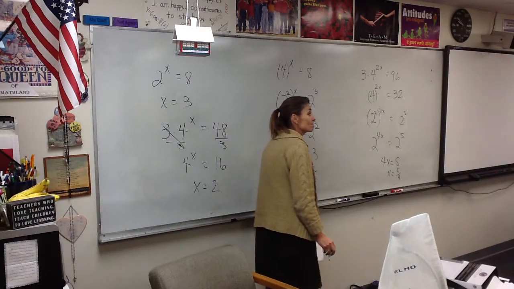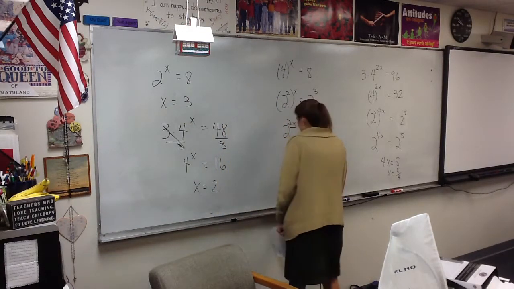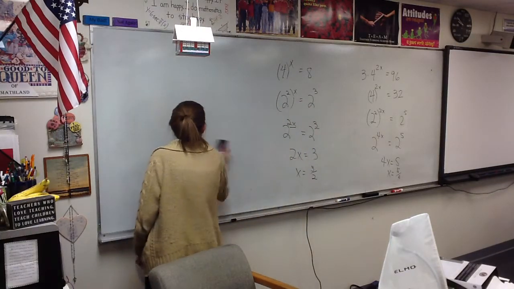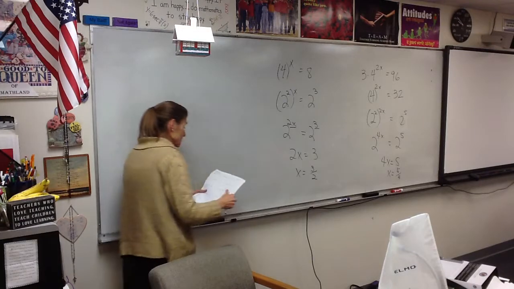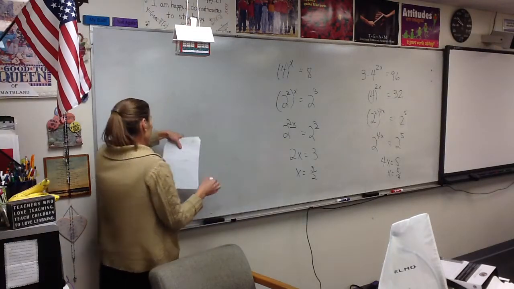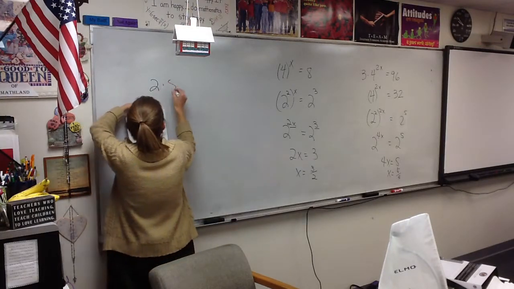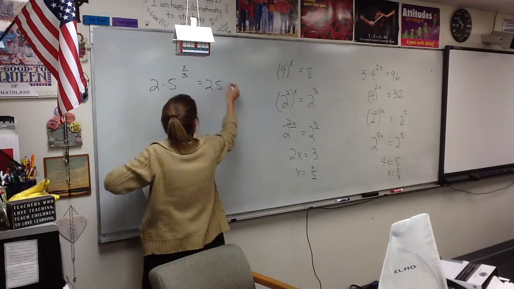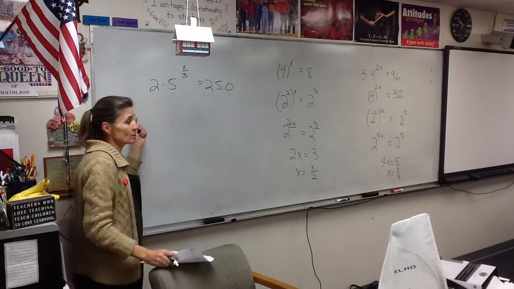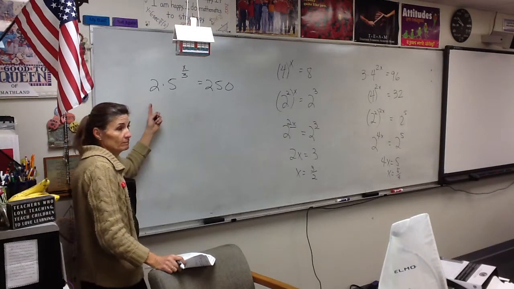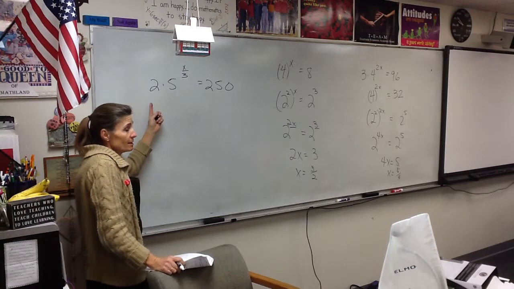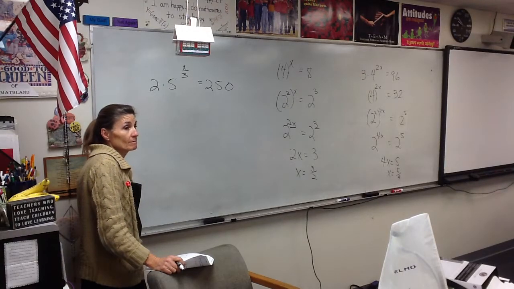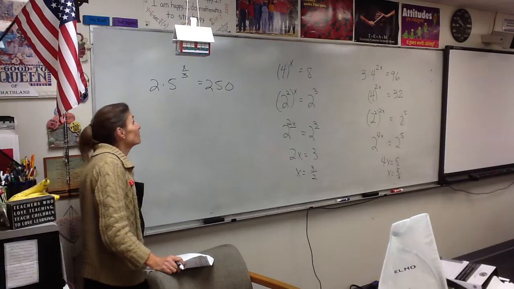What? And let's try a couple more, we'll get it, don't panic. 2 times 5 to the x over 3 equals 250. You guys look really smart when you do these problems. This looks hard. You'll be feeling smart.